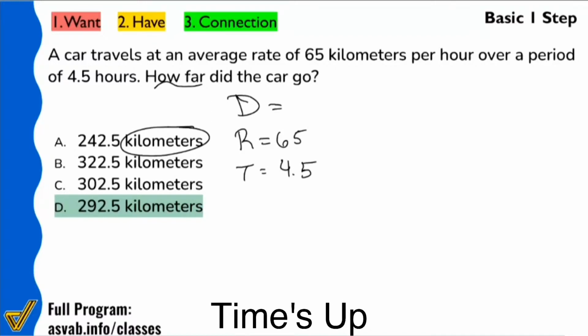And the only thing that may have made this problem a little cumbersome was the actual calculation. That may have been the only thing that made it a little more difficult. So that's 65 times 4.5. So D equals 65 times 4.5 to get to 292.5 kilometers. There's your answer. There's your work. Let's get into this next one here, my party people.